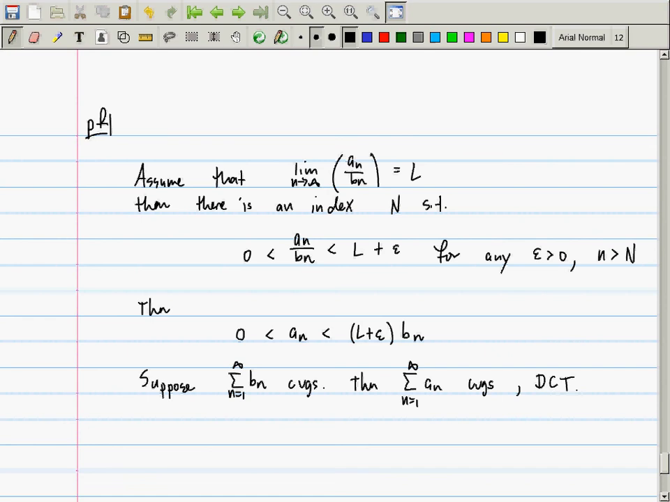On the other hand, suppose that the sum from n equals 1 to infinity of a_n diverges. That is to say, we have two positive sequences, and they are ordered like so, and the smaller one diverges. Then what must be true about this one? It diverges by direct comparison. Okay, wonderful. Any question about this?